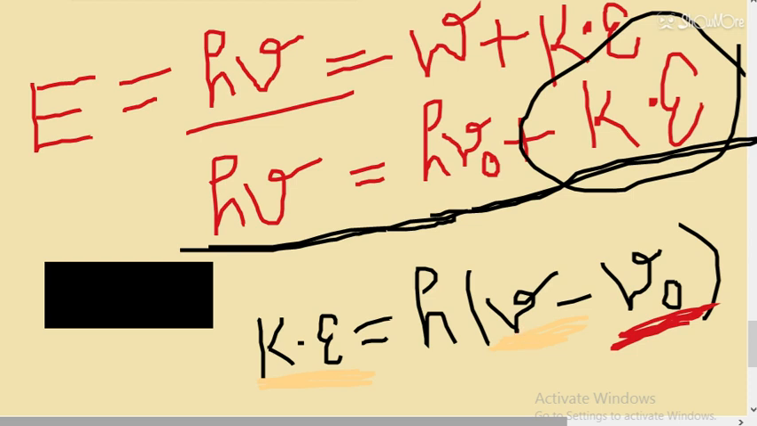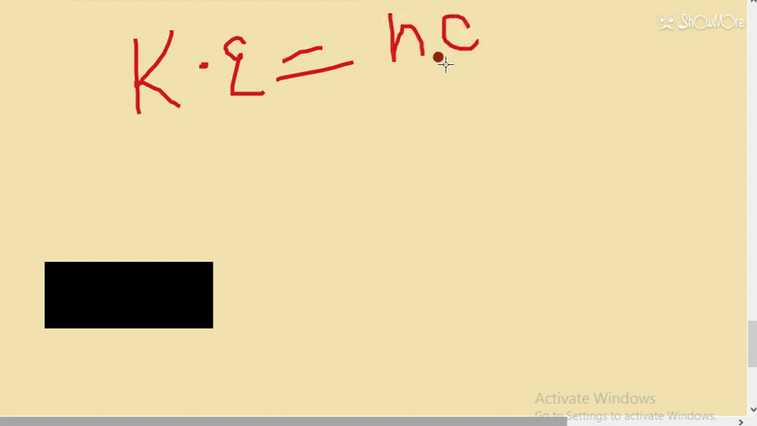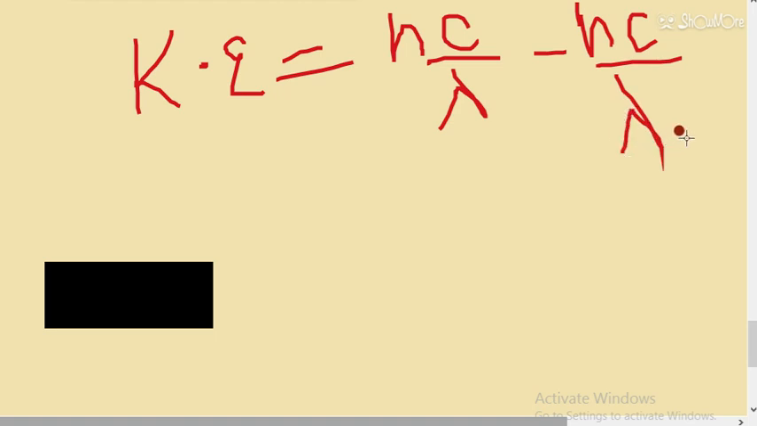Another thing, students: if I have to write this expression in the wavelength form, then kinetic energy is equal to h into frequency, and we can write frequency as c by lambda, minus h c by lambda naught, where lambda naught is the cutoff wavelength. So students, in this case you can see everything is constant, so the less the incident wavelength, the more the kinetic energy.